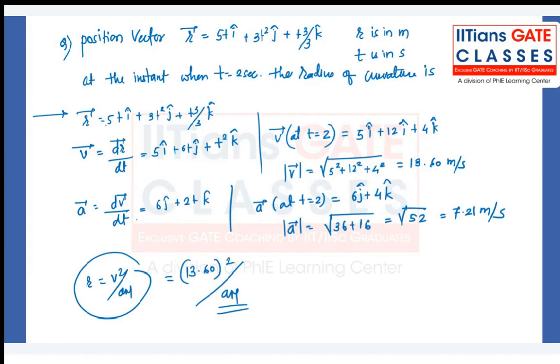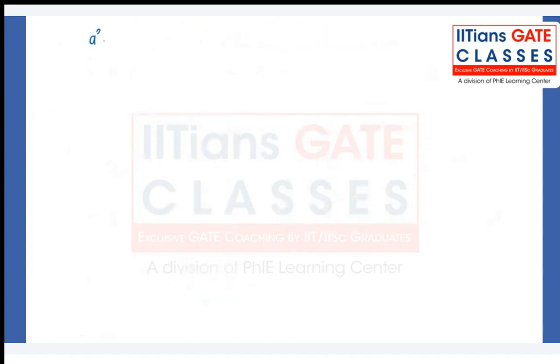You got the value of a, but you don't know the an. What is the value of a? 7.21 is the a. So a square is equal to tangential acceleration square plus normal acceleration square, right? So 7.21 whole square is equal to at square plus an square. So at least if you get the value of at, then you can get the value of an. How will you calculate at? Anyone?